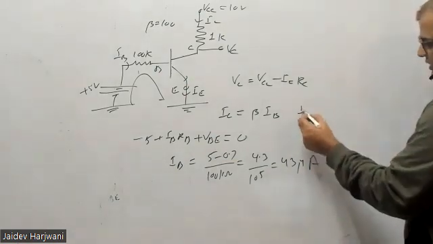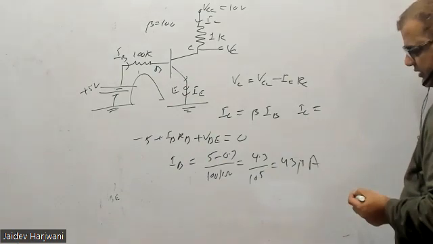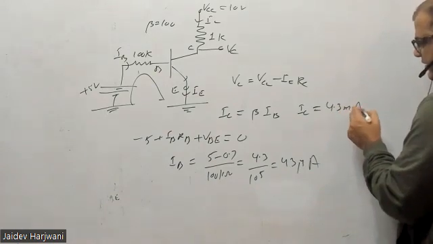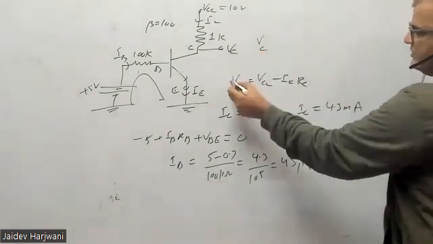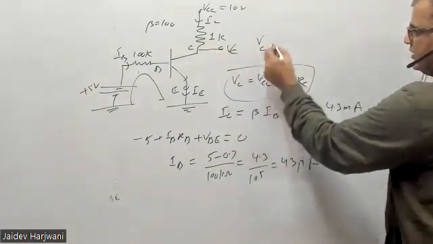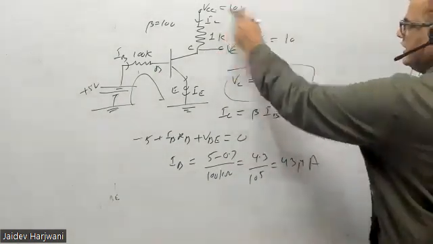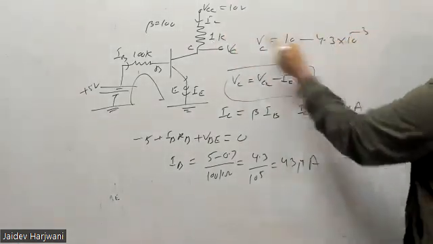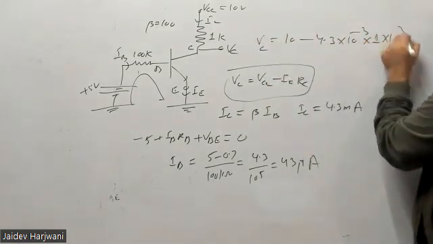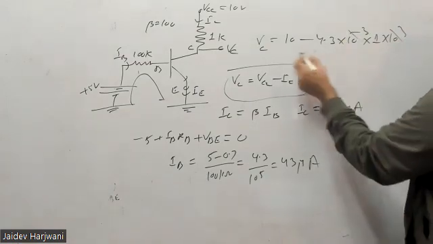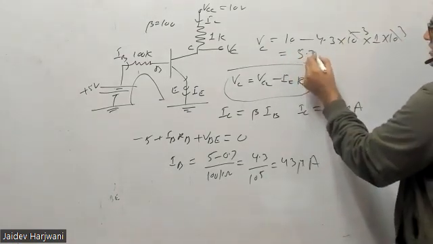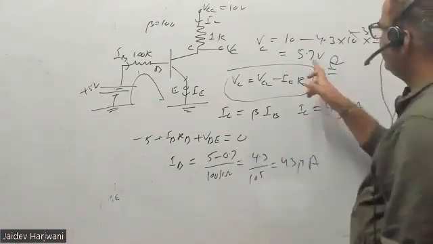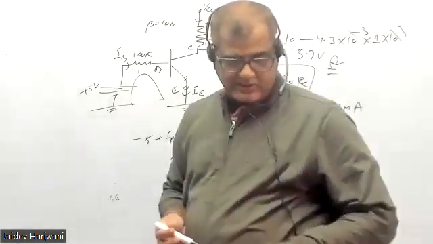So your IC will be 100 into 43, that is 4.3 milliampere. Now you want to calculate VC at this point. So this will be VCC 10 minus 4.3 milliampere into 1 kilo ohm. The kilo ohm cancels with milliampere, so 10 minus 4.3 is 5.7 volt. If you take VB as 0, it will come as 6 volt. So the answer should be 5.7 volt.